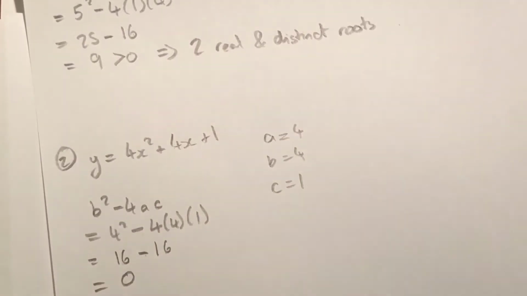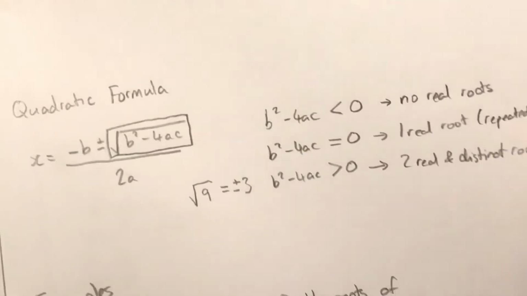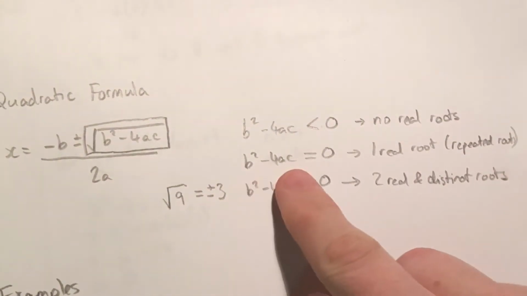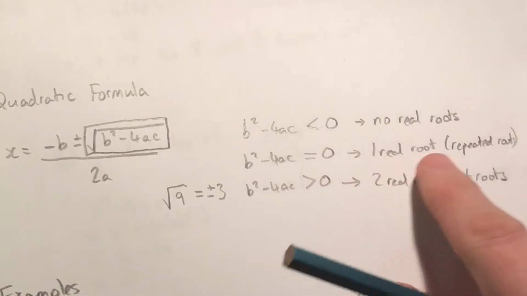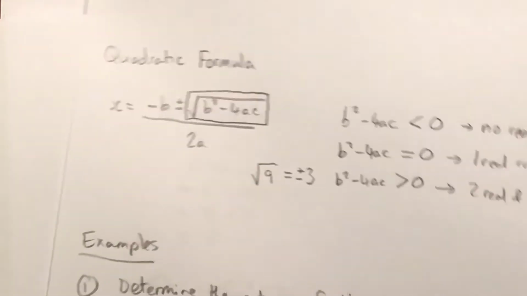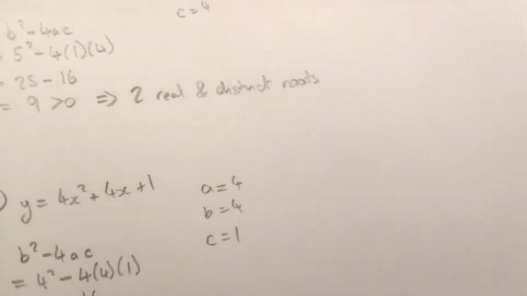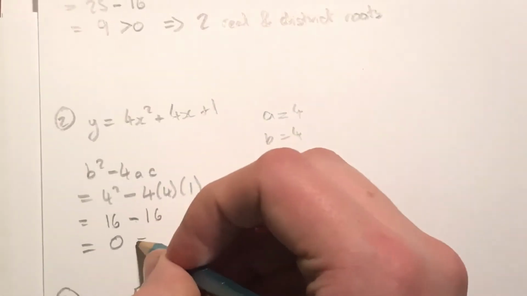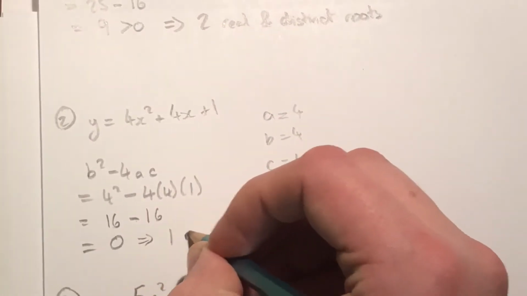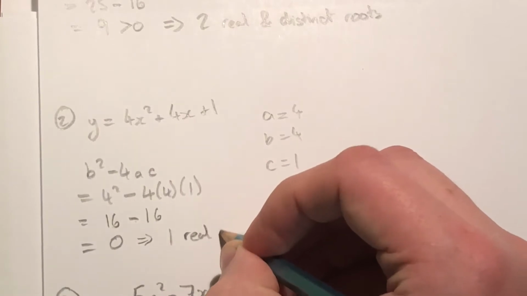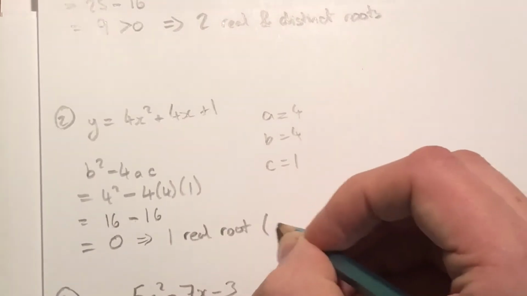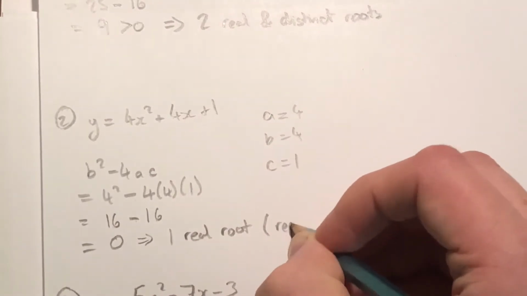Right, okay. So if b squared minus 4ac is equal to 0, that means we have one real root, i.e. a repeated root. So we can write that down straight away, just at the end here. Therefore, one real root, or repeated roots.